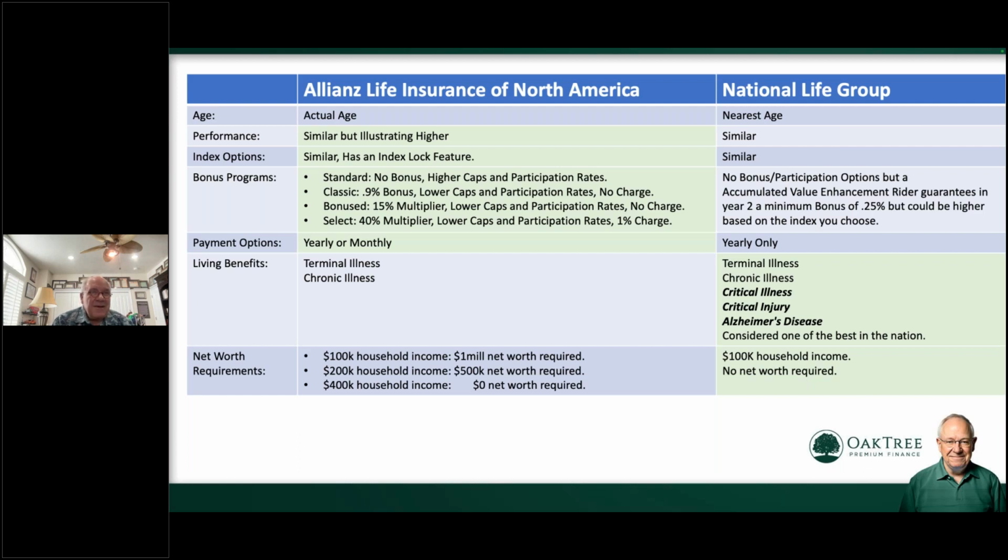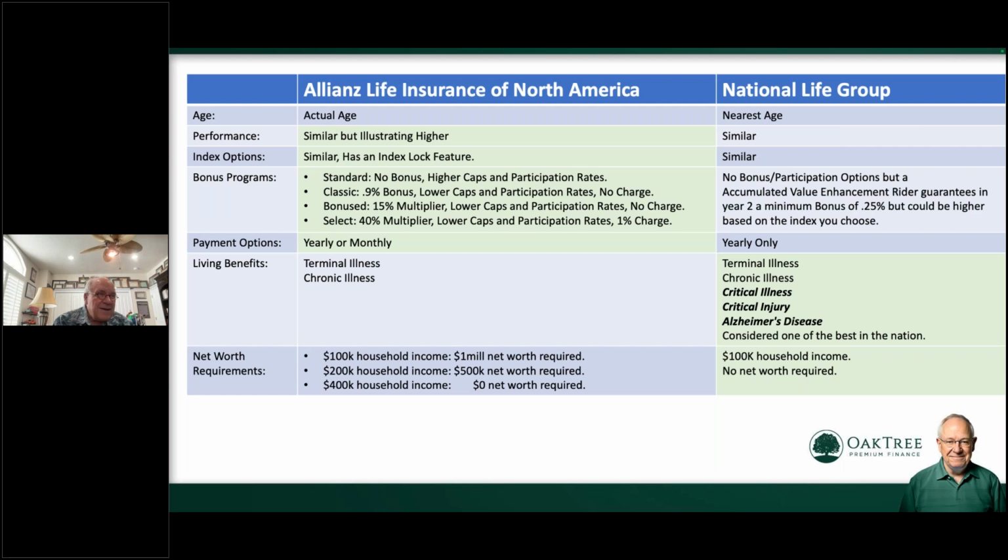Living benefits. Hey, National wins here. They have terminal illness, chronic illness, critical illness. I put in bold what Allianz doesn't have: critical injury, Alzheimer's disease. They're considered one of the best in the nation in these living benefits. So National won the prize here, where Allianz just has 2 of those 5.